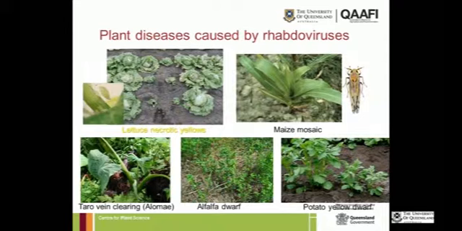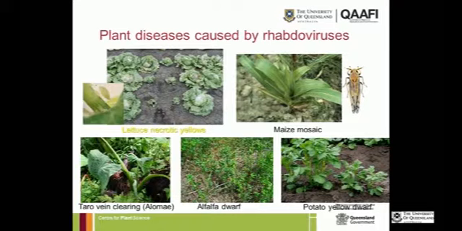So on the plant side of things, where I'm located, there are also a number of diseases caused by rhabdoviruses, and the plant rhabdoviruses, at least all the ones where this has been studied, are transmitted by insects. They're transmitted either by aphids, like lettuce necrotic yellows virus, and I'll be talking a bit more about this Australia-New Zealand virus later. Maize mosaic virus is transmitted by a planthopper, Peregrinus maidis.